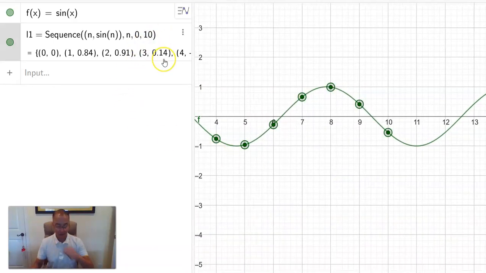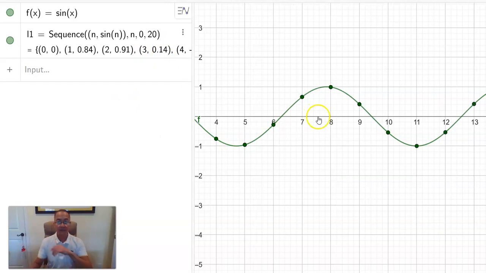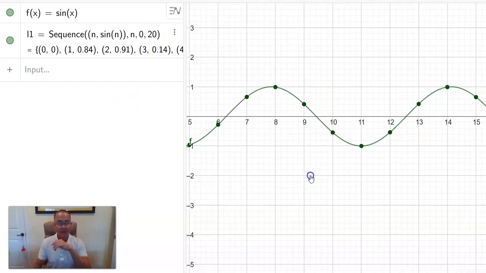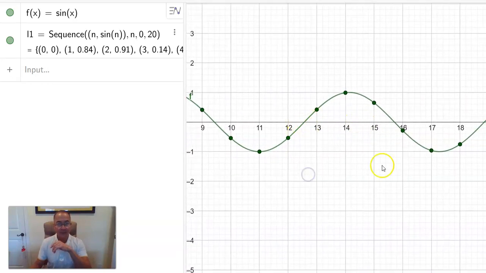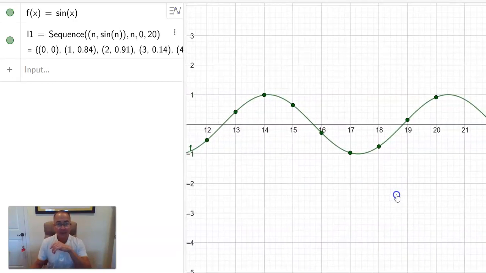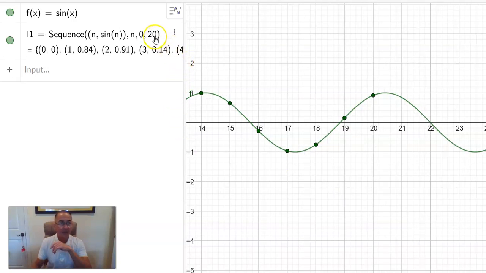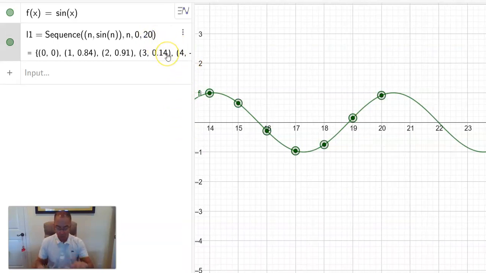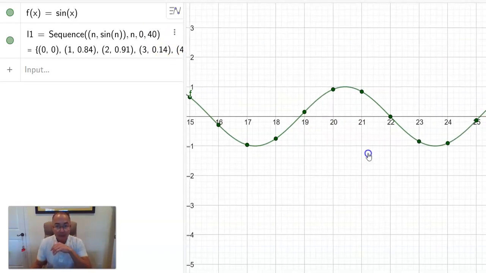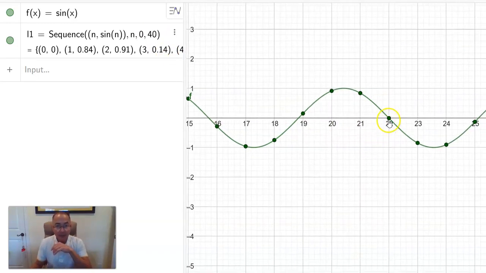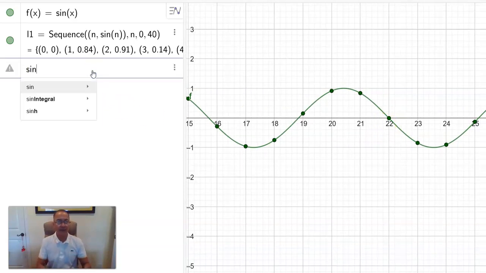Let's go up to 20. So it looks like 3 positives, 3 negatives, 3 positives, 3 negatives. Let's keep going some more. Let's go all the way up to 40. Check it out. So this point is either positive or negative. Sine 22. What is sine of 22?